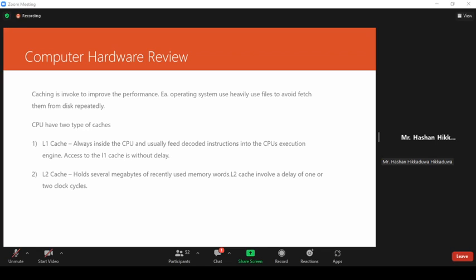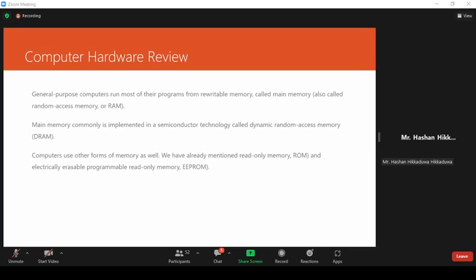Then the CPU has two types of caches. One is the L1 cache, the other is the L2 cache. The L1 cache is always inside the CPU and usually feeds decoded instructions into the CPU execution engine. Access to the L1 cache is without delay. Then the L2 cache holds several megabytes of recently used memory words. The L2 cache involves a delay of 1 or 2 clock cycles.